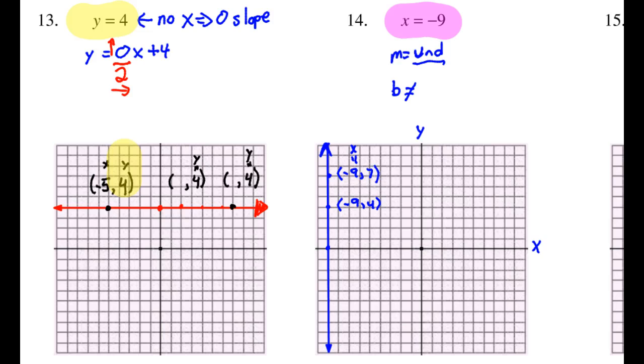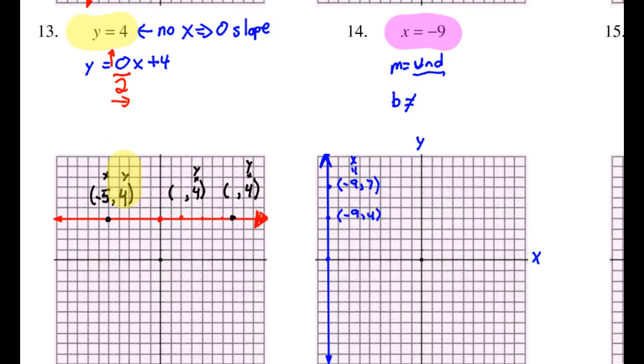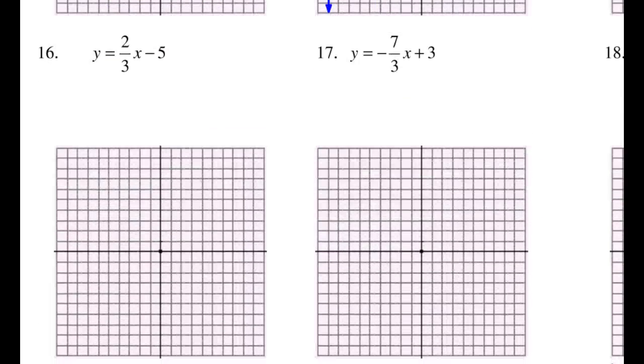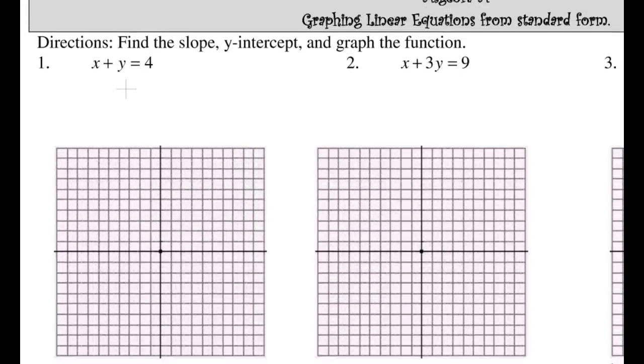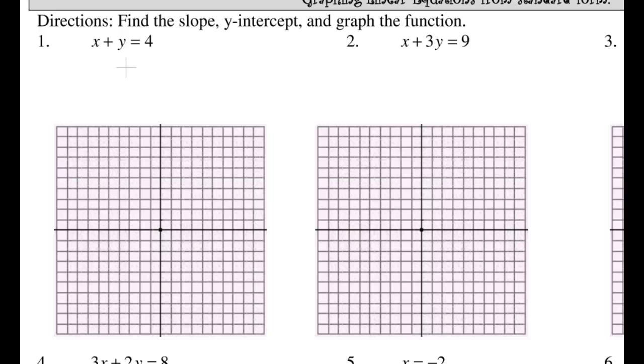All right, so there's a review from yesterday. Go ahead and finish that up, and then you can get started on today's, which starts off the same. The number ones are the same problem. But then when you see number 2, there now is a number right in front of the y variable. That's what's new. So we're going to do the same steps. Start by moving the x to the other side.